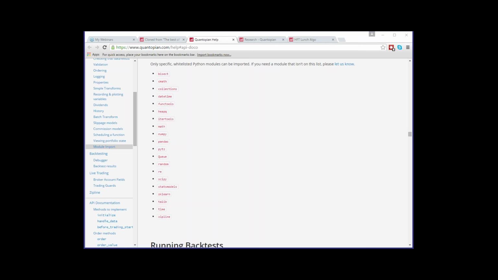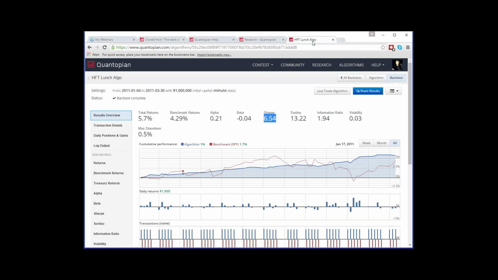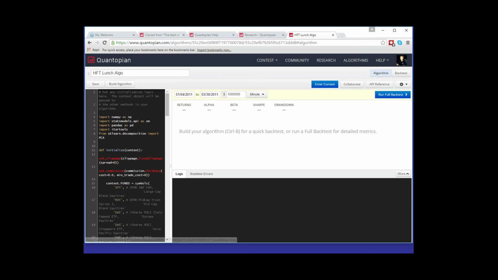So could you explain how to read the results of the simulations? What indexes are you looking at when you read the result? All right. So the benchmark is the S&P 500, SPY in this case, and within the algorithm itself, you can actually use a function called set_benchmark, and you would just put it in this initialize portion.